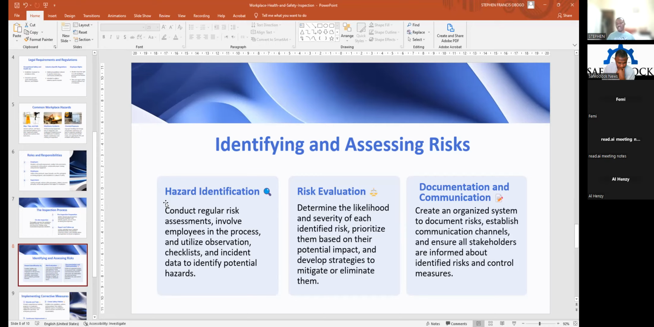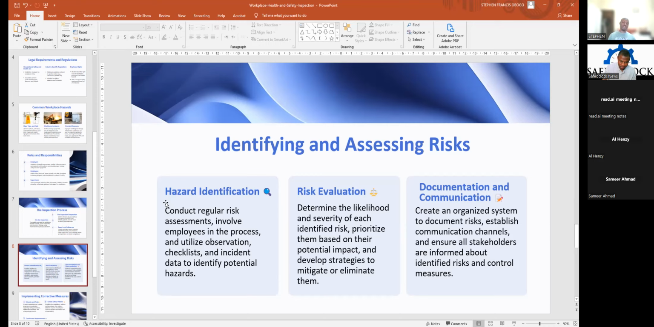And also documentation and communication are very important. We need to create a system to document risk, like the risk assessment and risk register. There are a lot of documents available to do that. And we need to establish communication channels. I think last week we talked about health and safety communication. There are many ways we can communicate to all the stakeholders, both internal and external, regarding the identified risks within the workplace. It is very important as a professional to have this refreshed in our memory.